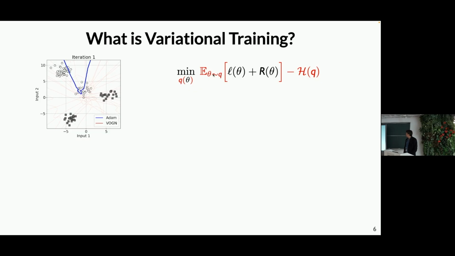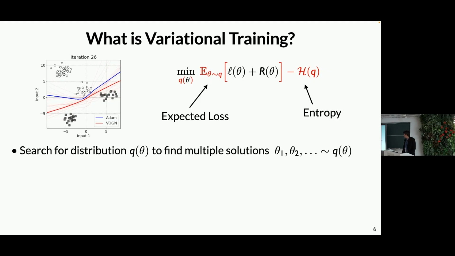So in this talk, when something is red, it means it's something additional you have to do on top of the standard training. And what we add here is something called the expected loss and an entropy term. And we also change the minimization variable from theta to Q of theta. And so we search for a probability distribution over the parameters to find multiple diverse solutions that we can sample from that Q of theta. And these thin red lines that you see, these are all random samples from our Q that we estimate here.